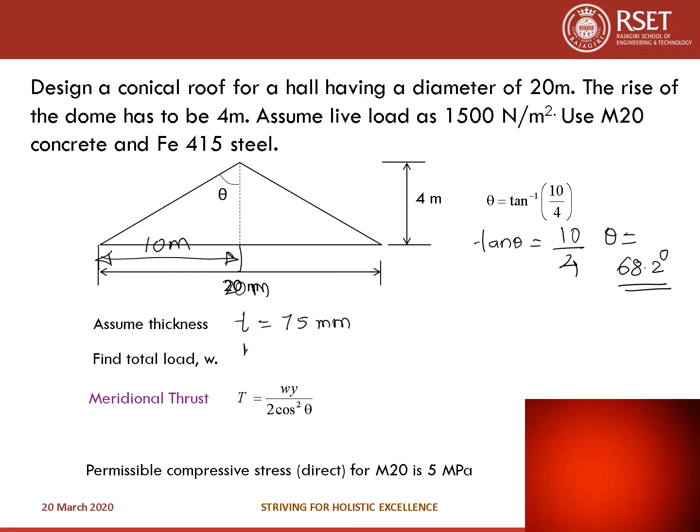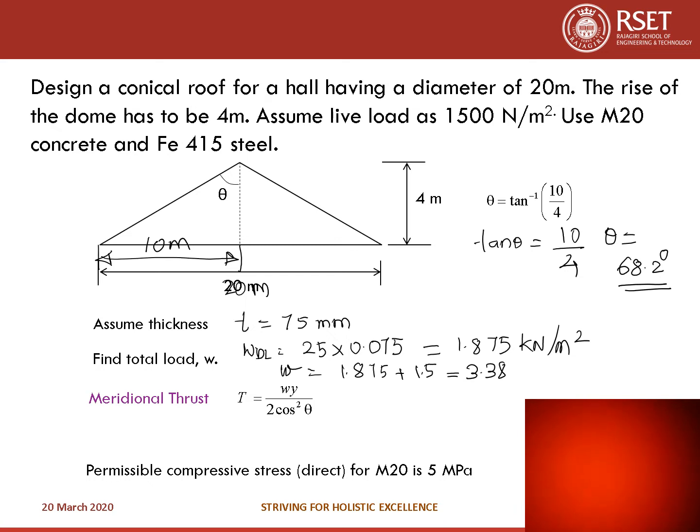So dead load will be 25, the unit weight of concrete, into 0.075, the thickness in meters. So the value is 1.875 kilonewton per meter square. Now the live load is given as 1.5 kilonewton per meter square. So the total load will be 1.875 plus 1.5, which is equal to 3.38 kilonewton per meter square.